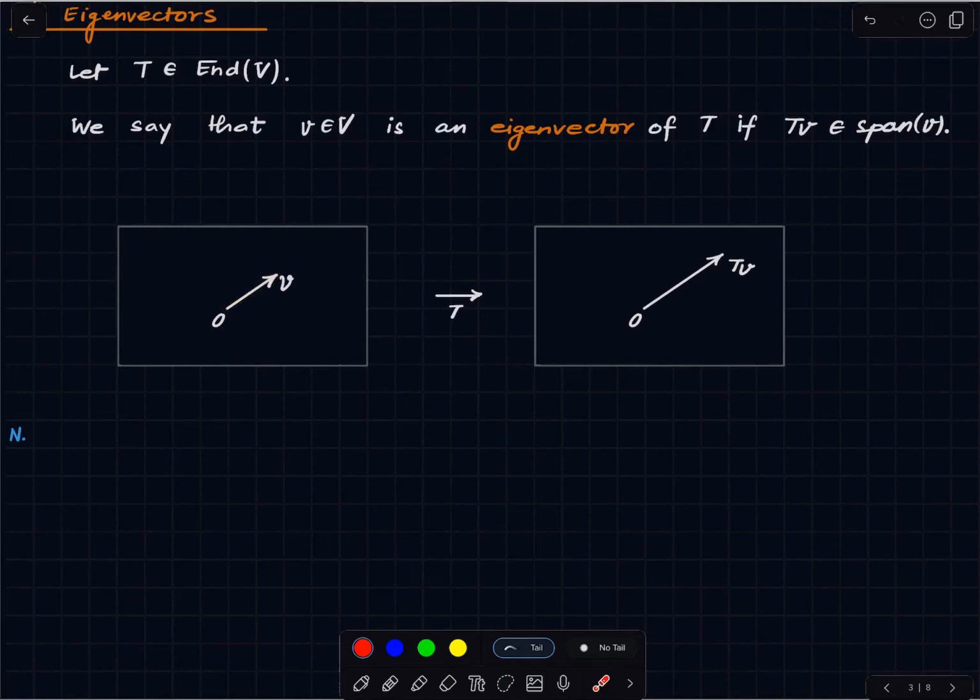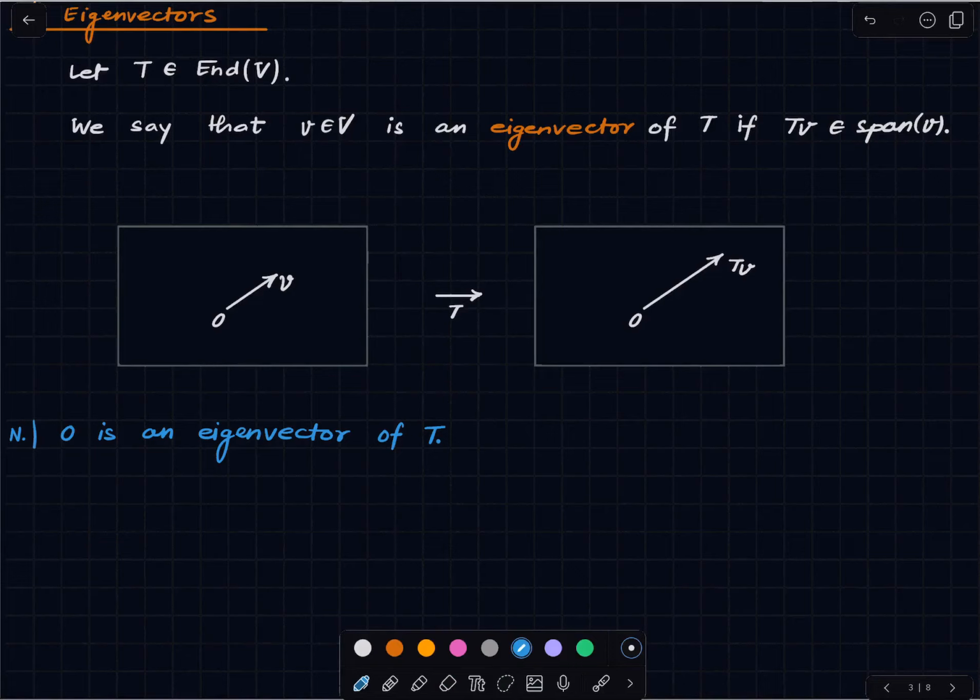All right. So before I make further comments, let me just quickly record that under this definition, 0 is always an eigenvector. So for any endomorphism T, 0 is an eigenvector. Now, some authors do not regard 0 as an eigenvector. It's a matter of convention. I will continue to regard it as an eigenvector.